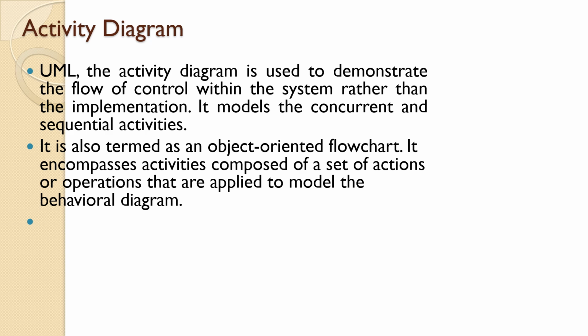Activity diagram. A UML activity diagram is used to model a workflow or process within a system. It shows the flow of control within the system rather than the implementation of the process. It is also termed an object-oriented flowchart and is applied to the set of actions and operations in the model of behavior diagrams. The key elements of activity diagrams are activities, transitions, decision points, start, end, forks, and joins.